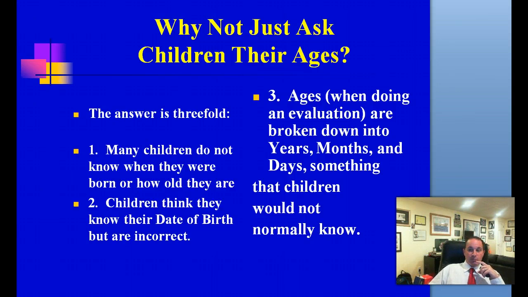But the third reason, which is the most important reason, is that when we're doing evaluations, we can't just go by years. We have to be very, very specific. And we're going to break it down to years, months, and days. It's something that children would not normally know. For example, in assessment, we're going to be talking about a child who is 8 years, 4 months, and 13 days old. Not just 8 years old, but 8 years, 4 months, 13 days old. And most of us have no idea exactly how old we are. So you may be sitting there knowing that you're 25 years old, but you don't know that you're 25 years, 8 months, and 11 days old.